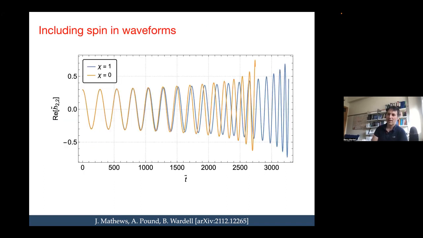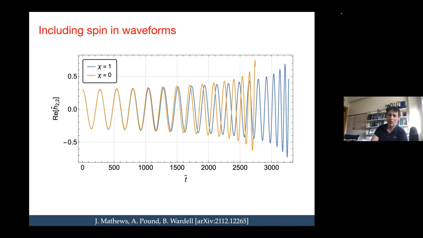So if we look at adding spin to a waveform, if we just zoom in on the features by looking at an equal mass system not spinning compared to an equal mass system spinning, we see that the waveforms look very different. This is just comparing two self-force waveforms. And this is really to emphasize that spin can have quite a significant effect on the waveform.